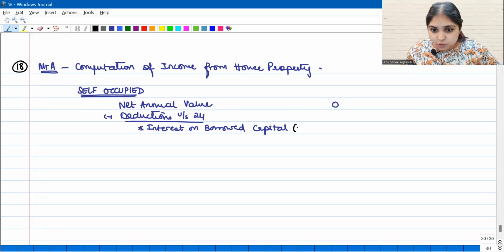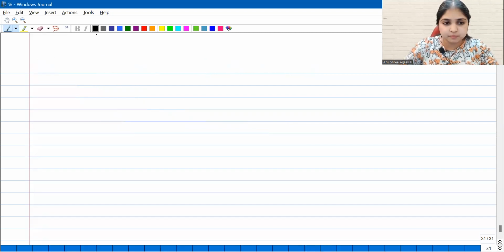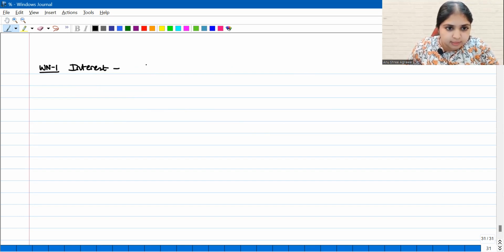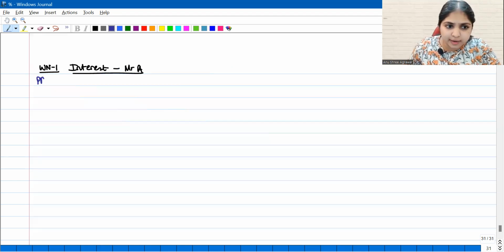Write down in brackets over here, working note 1. Okay, leave some 3 lines gap. Open working note number 1. Give the heading interest in hyphen Mr. A. Okay, now under this write down part 1, just like how I've done for you even in the earlier question, same way we'll do. Part 1, give the heading pre-construction interest.